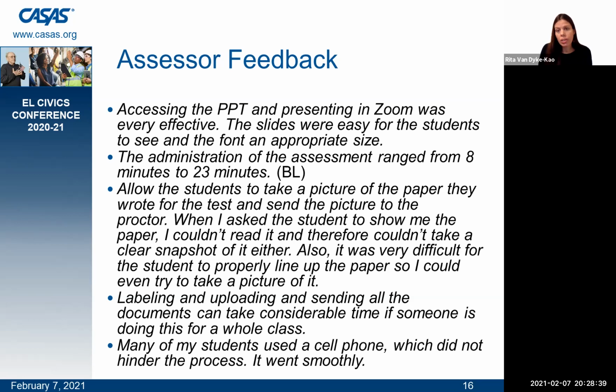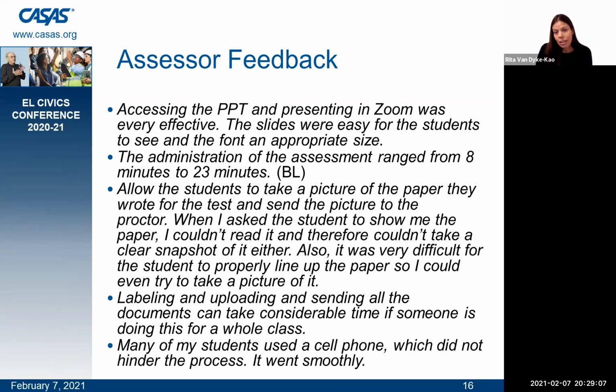The administration of the assessment ranged from 8 minutes to 23 minutes. That was from our beginning low instructor. And again, if it's an oral assessment, it has to be one-to-one, because if you're in a group, the students are going to hear each other. And so that's not secure. So 8 minutes is not bad, right, for one student. That was good to hear. That was the fastest it would take.